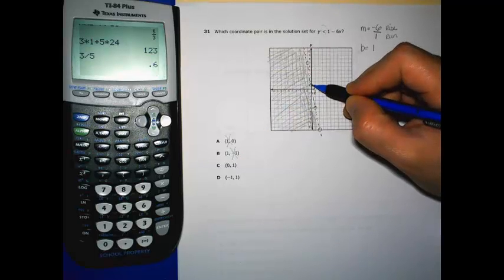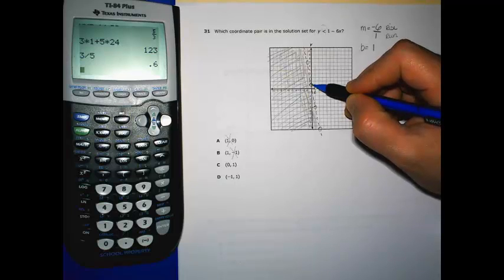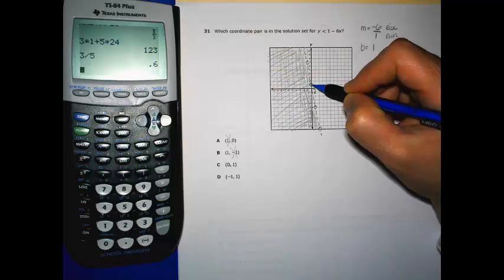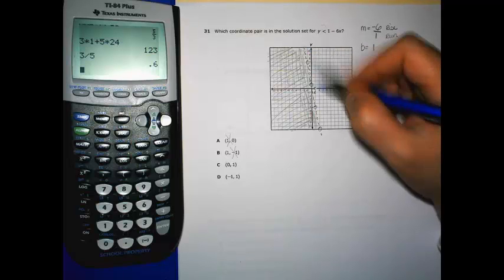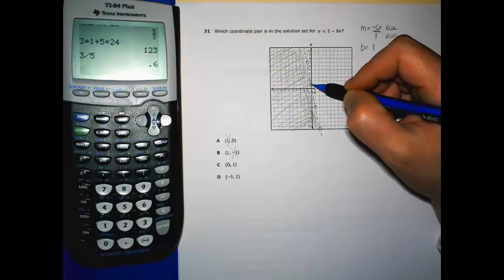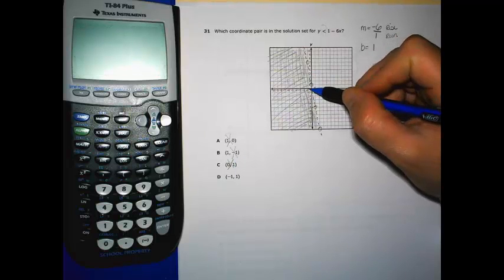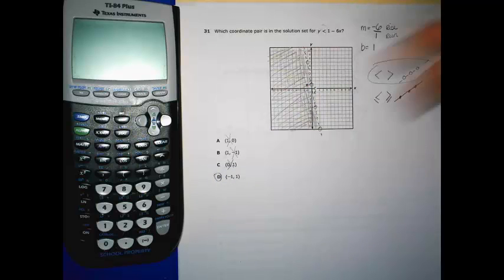0, 1 is right on the line. But because the line is made of empty points with a dashed line, even though this point is right there, that is not part of the solution. If it was a solid line, it would be part of the solution, but because it's a dashed line, it's not part of the solution. And the last one would be negative 1, 1, which should be right there in the shaded region. So letter D is the correct answer.